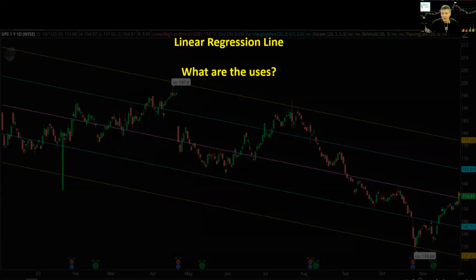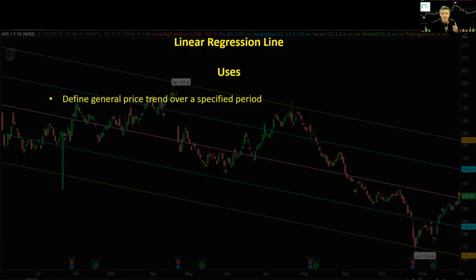So, let's start with the uses. First of all, there's no doubt. It's clear as a bell. You can identify a trend better than any way I can imagine. There's nothing else I can think of that shows you so visibly clear the trend. Secondly, it's going to allow you to extrapolate that trend to the future. It's not going to be precise, but it's going to give you a direction.